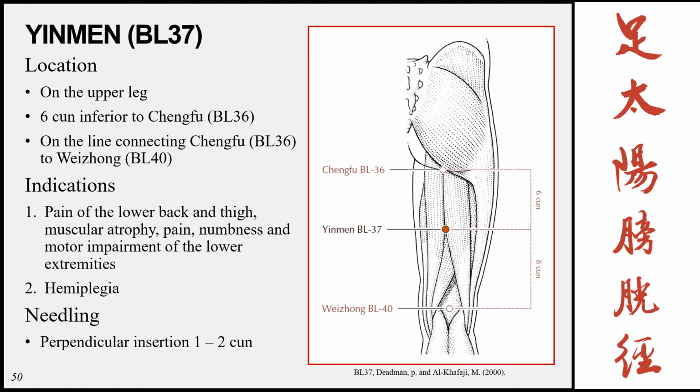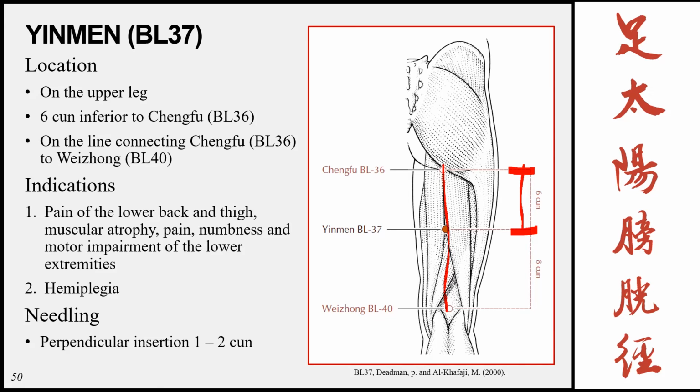The next point is YINMEN, bladder 37. This point is located on the upper leg, 6 tsun inferior to CHENGFU, bladder 36, on the line connecting CHENGFU, bladder 36, to WEIZHONG, bladder 40. So what this means, as you can see quite clearly on the image, is it's on the upper leg, 6 tsun, here's the 6 tsun distance, below bladder 36, and how we find its line is we connect the line from bladder 36 to bladder 40, which we'll learn about just now.